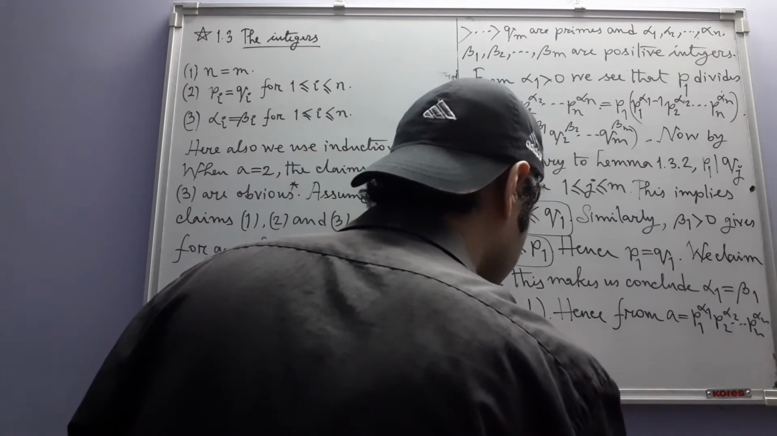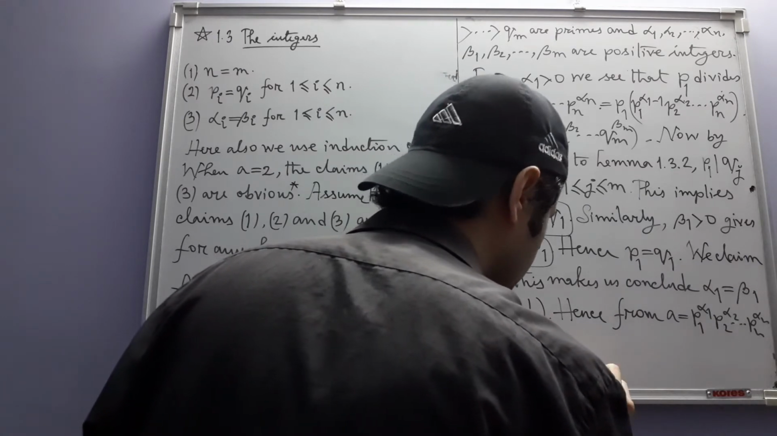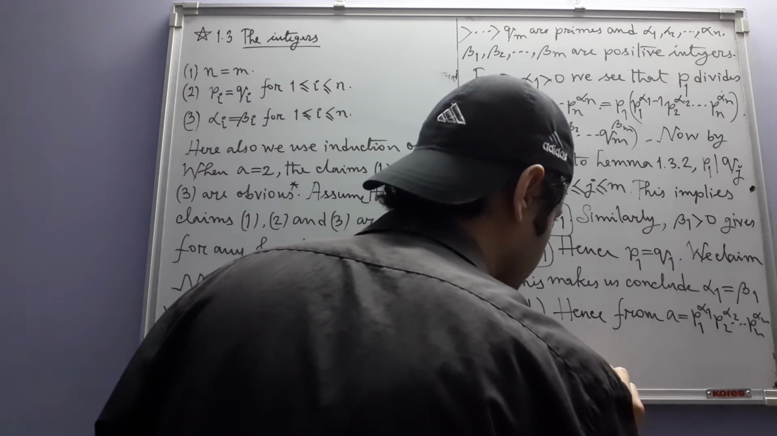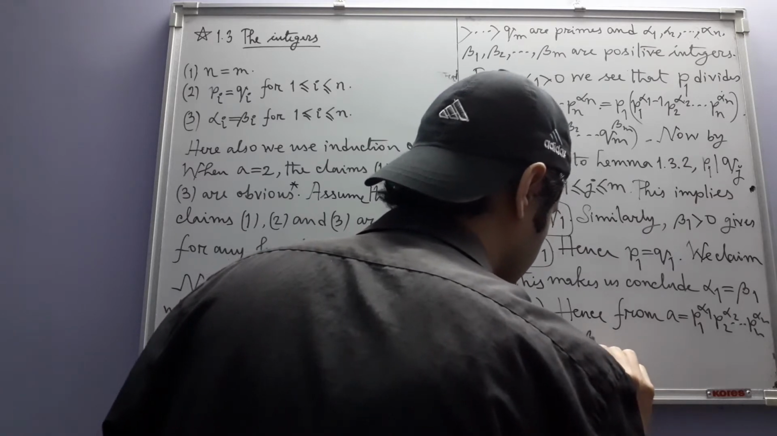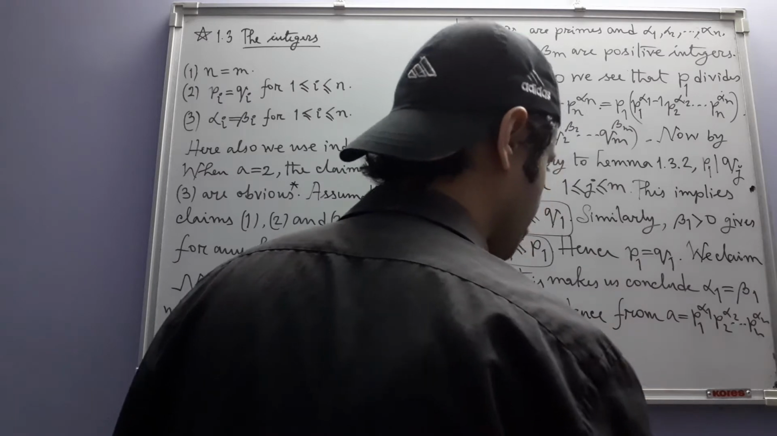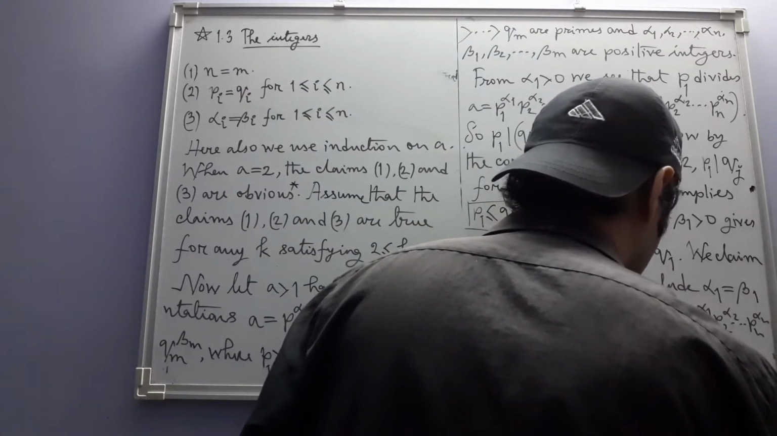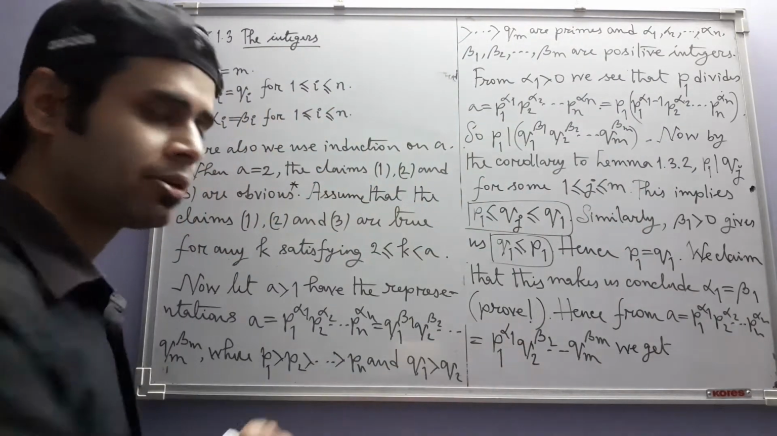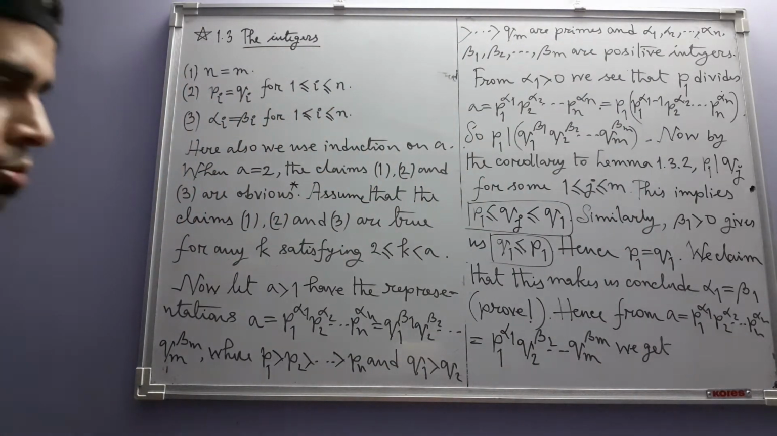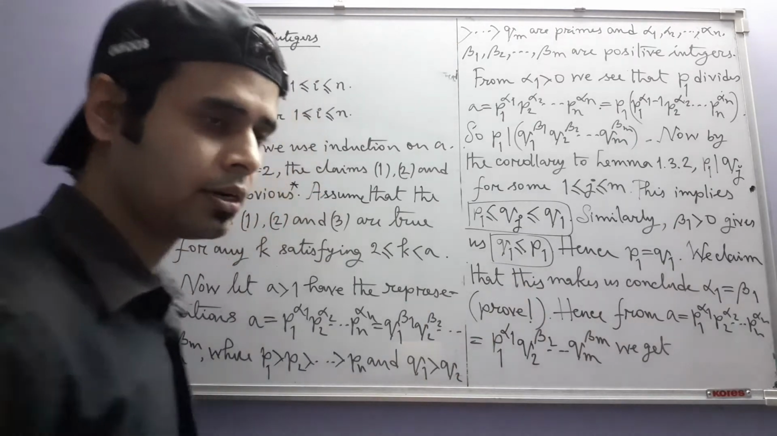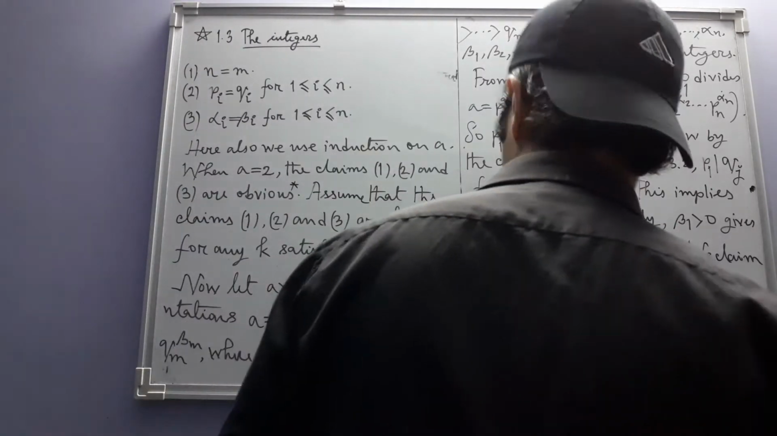times Q2 to the power beta 2 etc. times Qm to the power beta m. From this we get, you just cancel P1 to the power alpha 1 from both sides, which you can do because this is a positive integer after all. We get, what do we get?